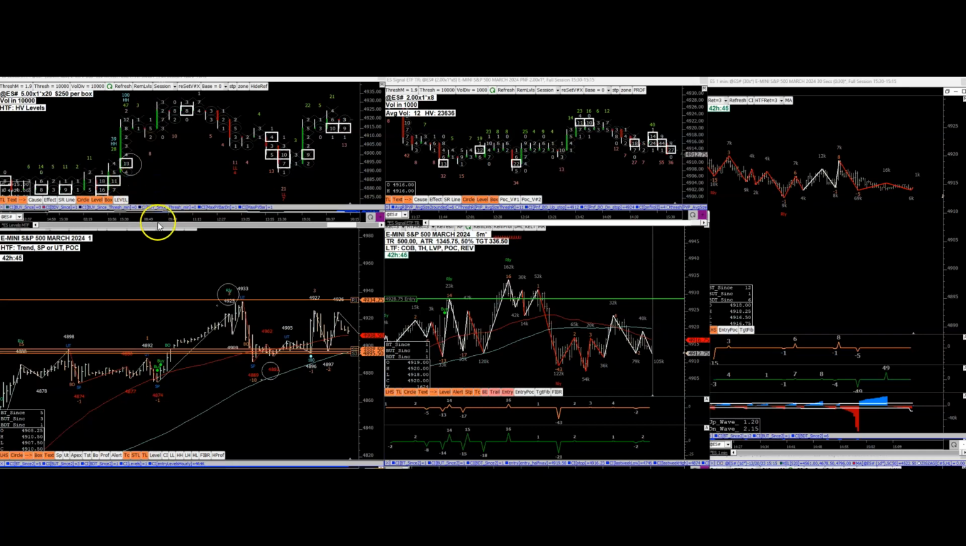Right there. That is your point of reference. That is your support, or at least potential support. You want to see what happens when price goes there. 130,000 contracts traded there. Now you can do the math and you'll find out how much money that is, multiplying it by whatever.